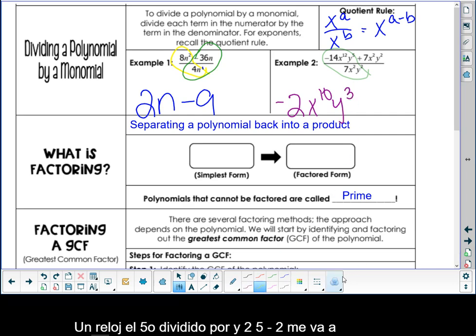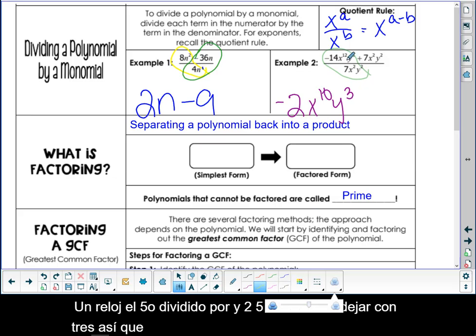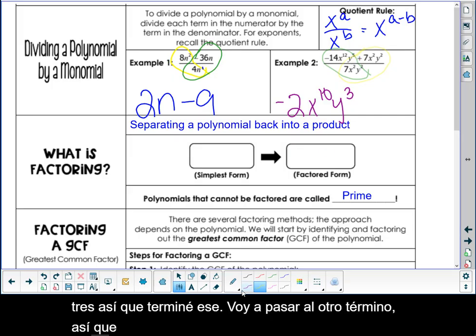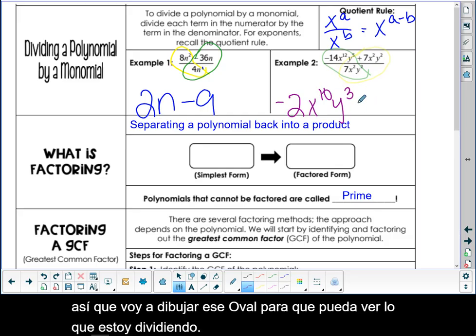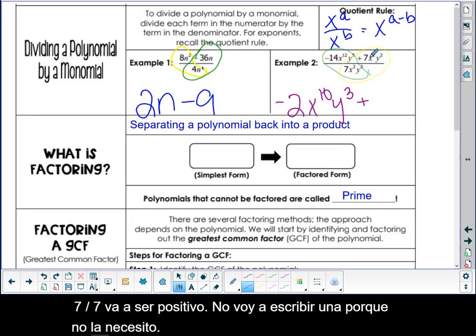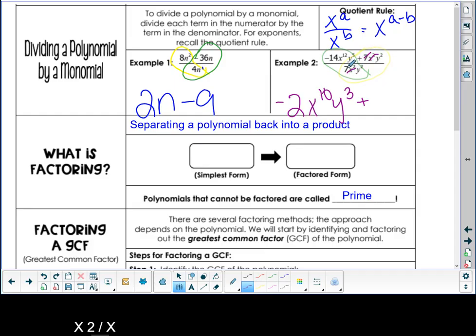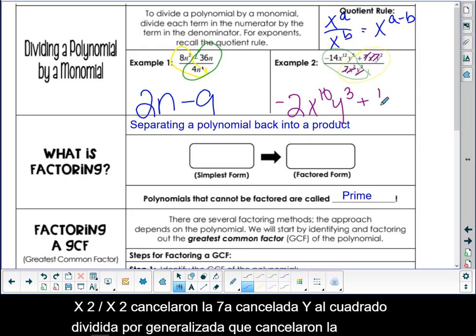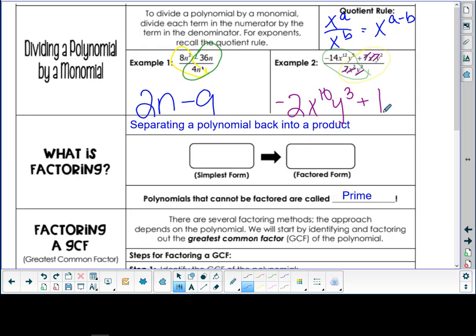So I finished that one. I'm going to move on to the other term. So I'm going to draw that oval so that I can see what I'm dividing by. 7 divided by 7 is going to be a positive 1. I'm not going to write 1 because I don't need it. X squared divided by x squared, they cancel. That 7's canceled. Y squared divided by y squared, they cancel. So if everything cancels, then it's 1. If everything is gone, then it's 1.